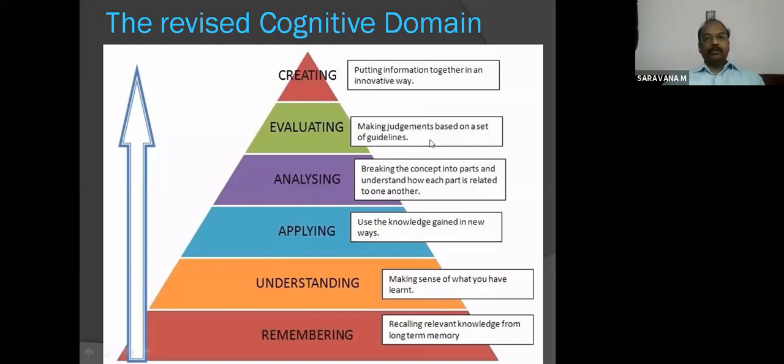So judgment is like assessment, evaluation. Evaluation is qualitative, related to quality, and measurement is related to quantity.